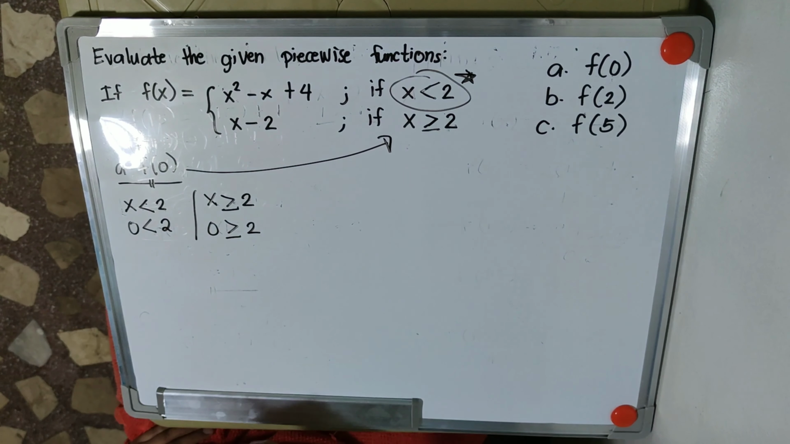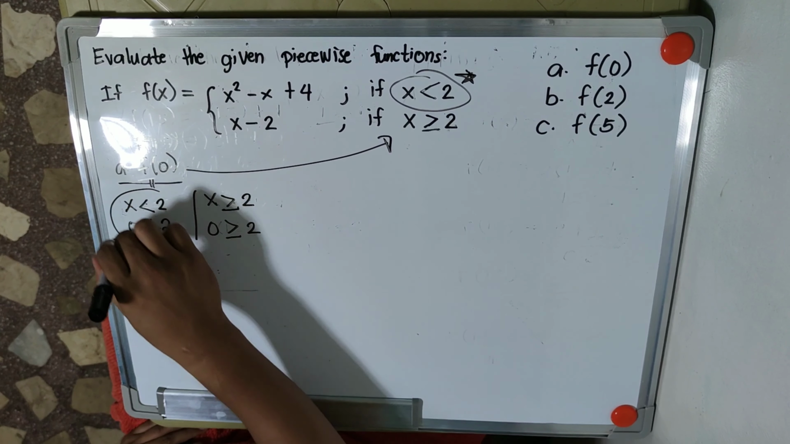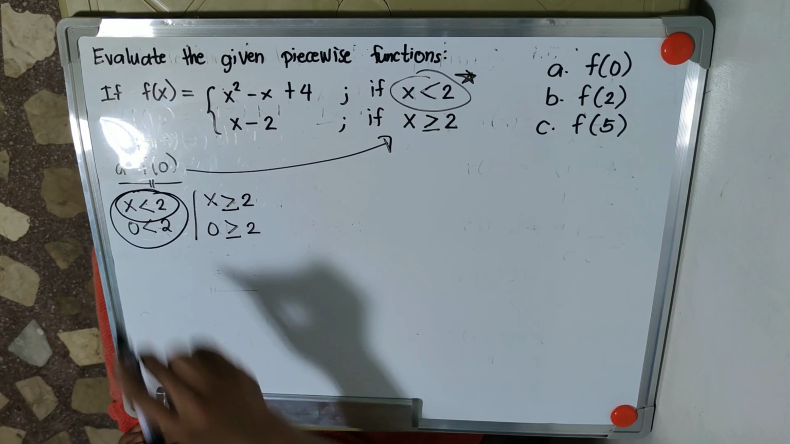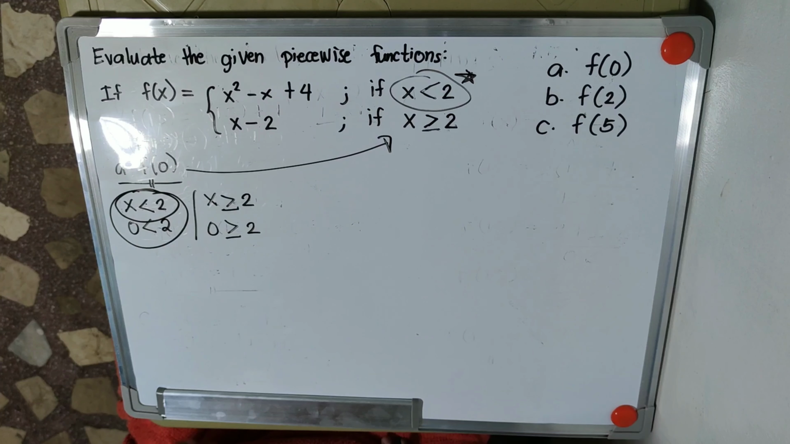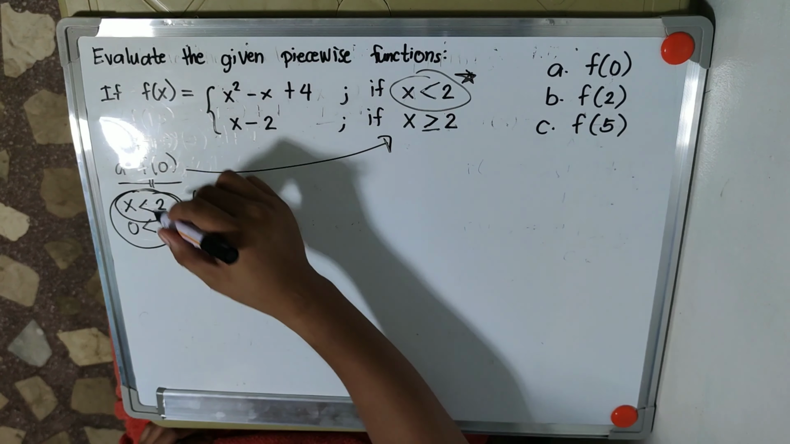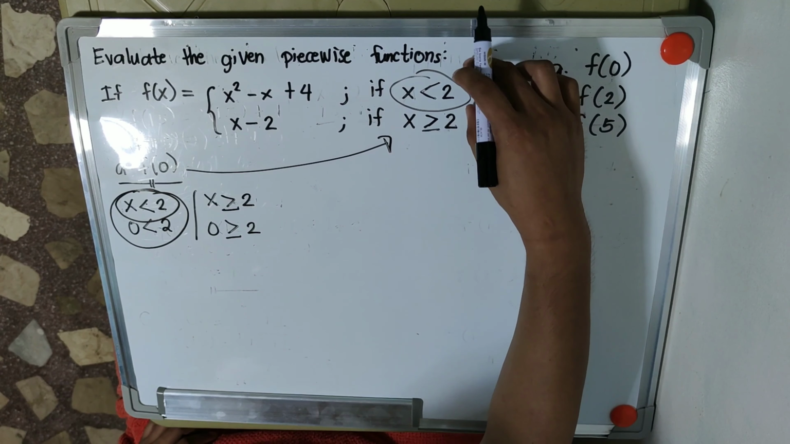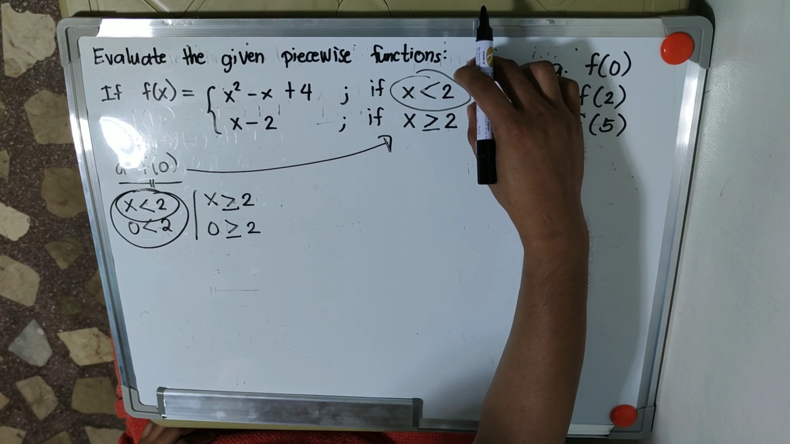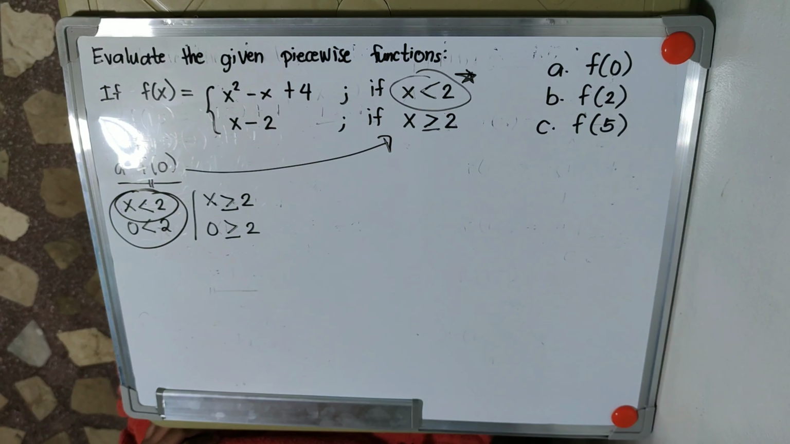So, ibig sabihin, we are going to use the condition x is less than 2. Kasi nga, 0 is less than 2. Yung symbol nakaharap kay 2. Ibig sabihin, since 0 can satisfy this condition, we are going to use its equation. Anong equation niya?